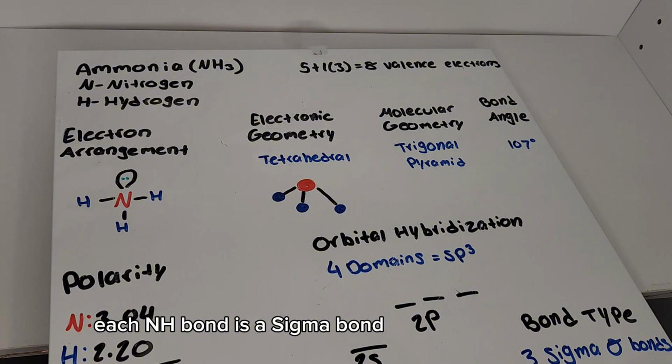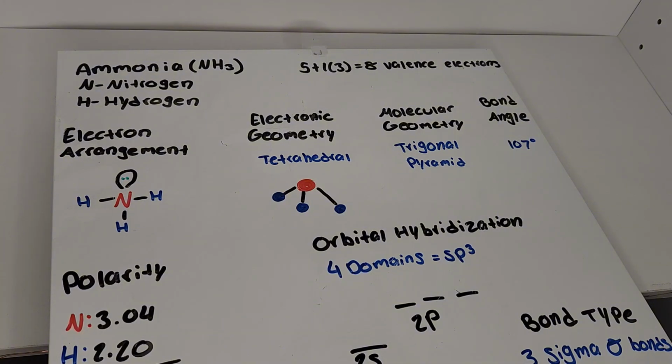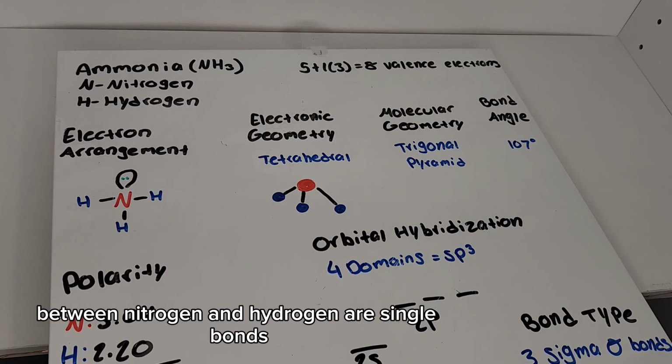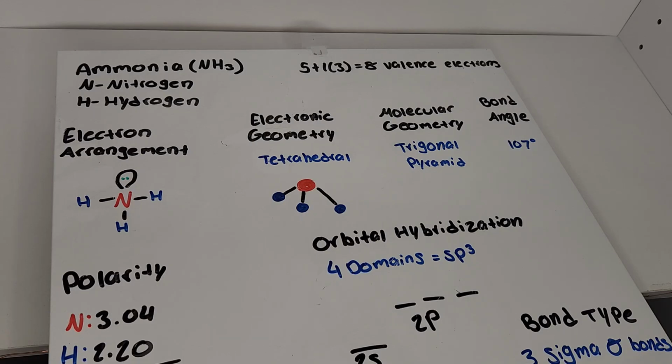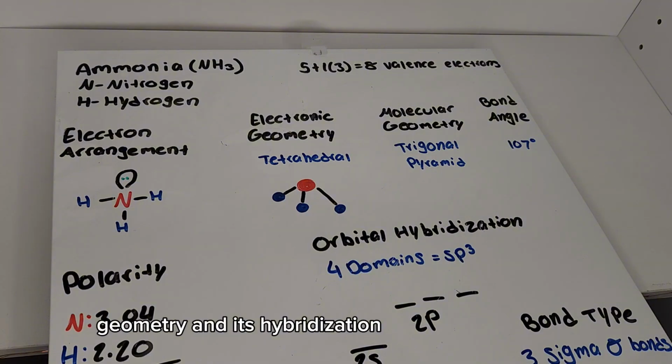Each N-H bond is a sigma bond, formed from the overlap of hydrogen's 1s orbital and nitrogen's sp3 orbital. Each hydrogen forms 1 sigma bond with the central nitrogen atom. Ammonia has no pi bonds because all the bonds between nitrogen and hydrogen are single bonds. This helps us understand both its molecular geometry and its hybridization.